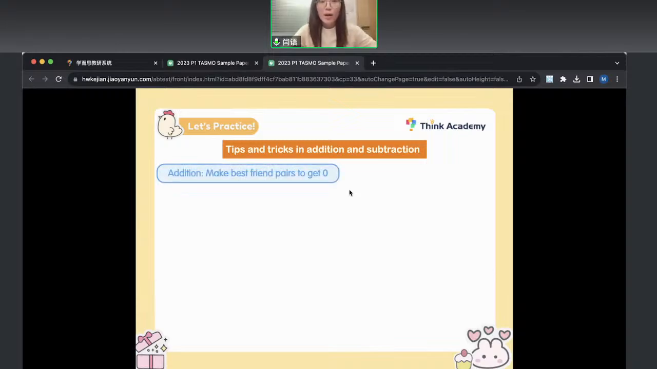Well, the first one, when it comes to addition, we try to make best friend pairs to get 0. So what are the best friend pairs? For example, 1 plus 9, and then you can get a 0, that is 10, right? And also we have 2 plus 8, 3 plus 7, 4 plus 6, 5 plus 5, 6 plus 4, 7 plus 3, 8 plus 2, 9 plus 1. All these numbers we call best friend pairs, because after you get a 0, your calculation will be much easier.